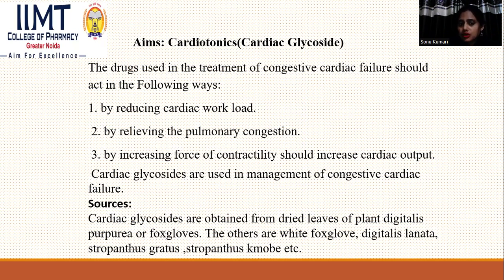The sources of cardiac glycosides are the dried leaves of the plant Digitalis purpurea, also called foxglove, and other sources that are white foxglove, Digitalis lanata, Strophanthus gratus, and Strophanthus kombe.